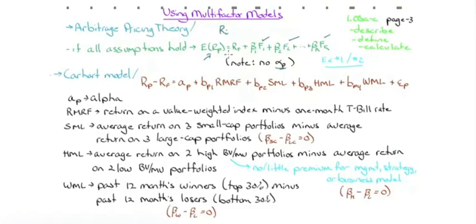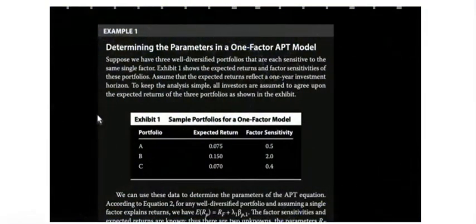Because we would diversify away all asset-specific risk within the portfolio, the expected return is completely described by the set of factors. Let's look at example 1 and example 2. Okay, example 1, determining the parameters in a one-factor APT model.